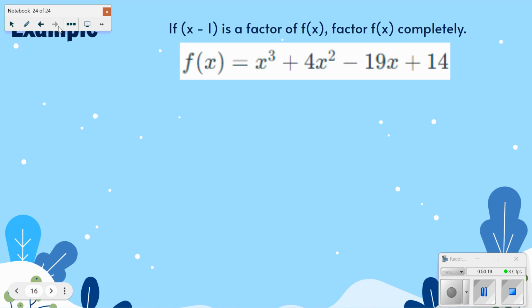Grouping, so if I just do this in my head, right? I factor out x squared, I have x plus 4. Ooh, then I have minus 19x plus 14. There's no GCF there, and that is not going to match up with my x plus 4. So grouping wouldn't work here. So what else could we do given that information from our problem? What else could I do if I know x minus 1 is a factor?